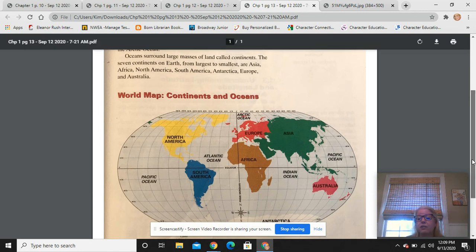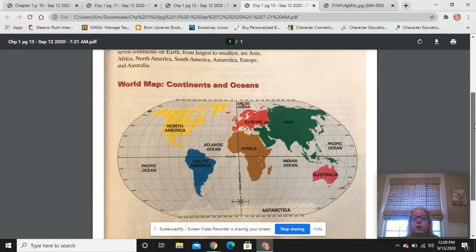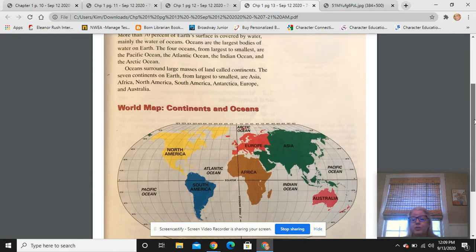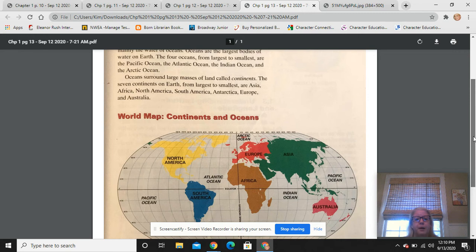And recently, geographers have also started to acknowledge or identify what's called the Southern Ocean, which is down here. That is not here in our book, but they have started to also refer to this water down here as the Southern Ocean. And this is the compass rose on this map. Okay, so here's the equator. You see it going across the middle. Here's the prime meridian. There's our compass rose. So you can see all of those things on this map.